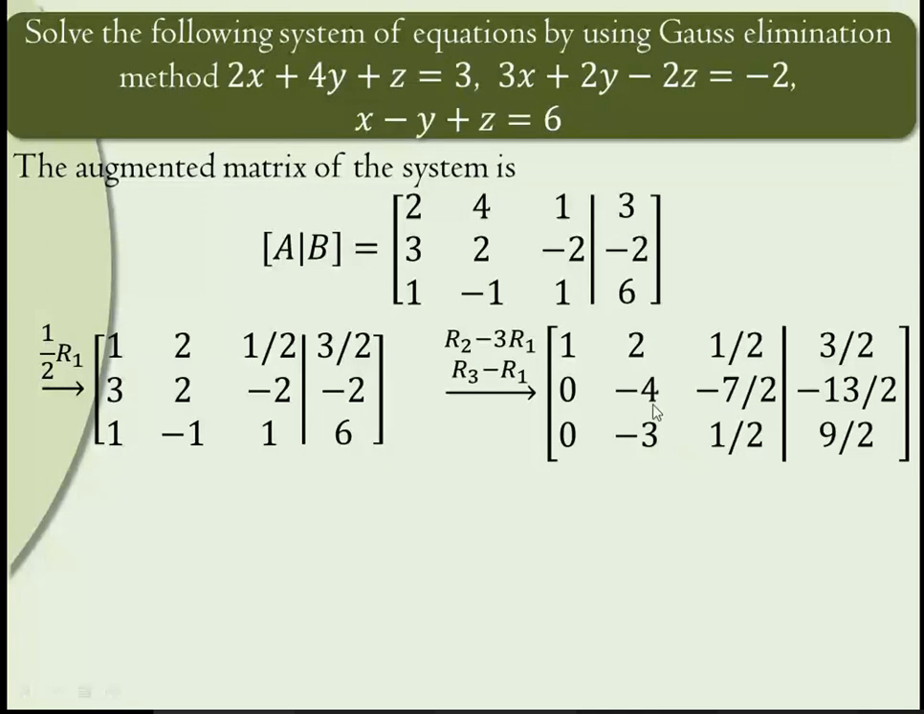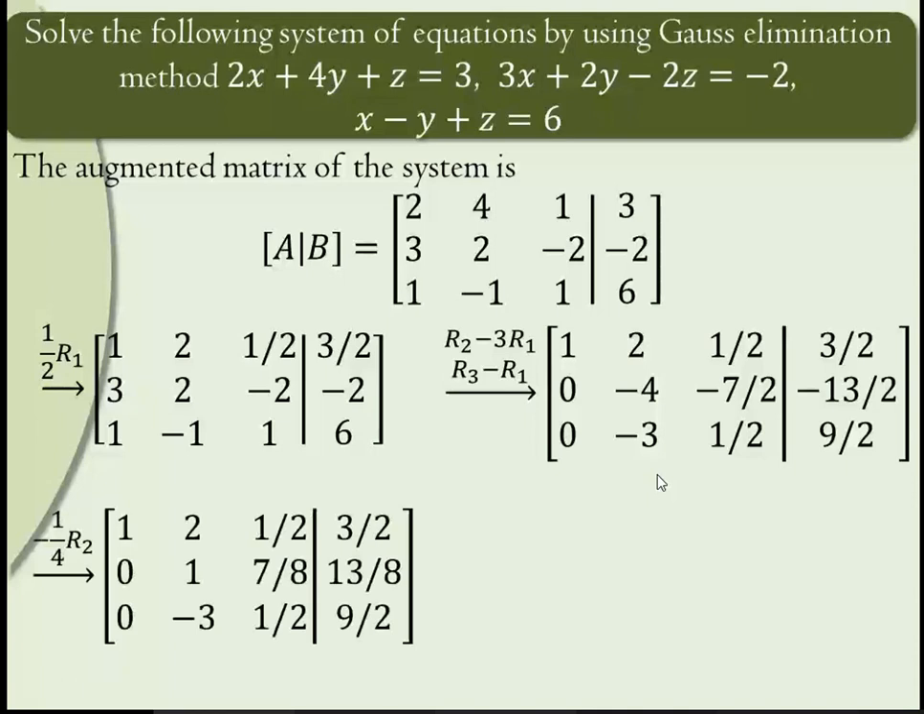So to make this 1, divide it by minus 4, multiply by minus 1 by 4. Okay, so the next operation becomes minus 1 by 4 into second row. So it will be 0, 1, 7 by 8, 13 by 8. Rest of the elements are as they are. Only change in the second row. All the elements of the second row. Rest of the elements keep as they are.